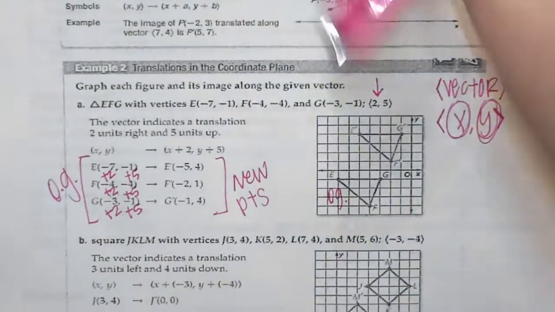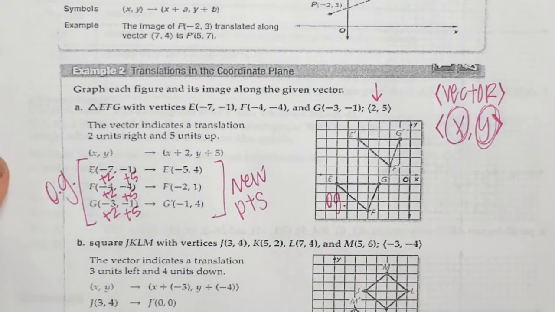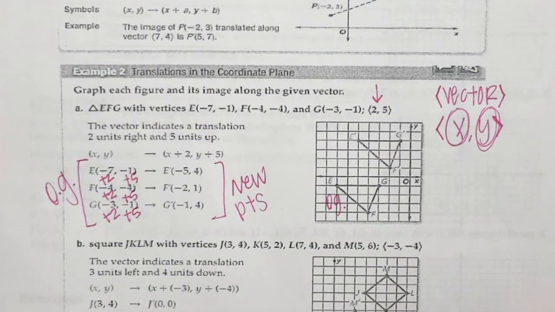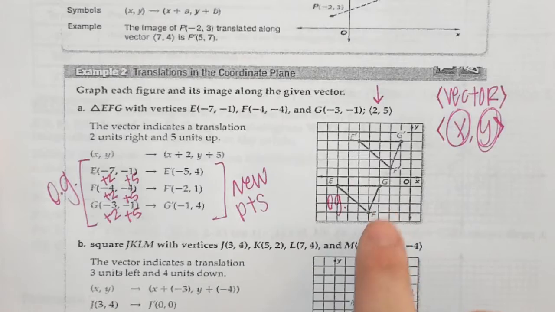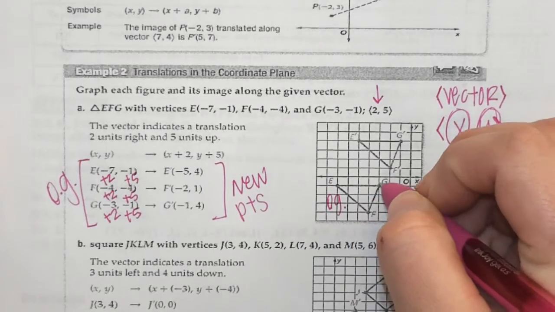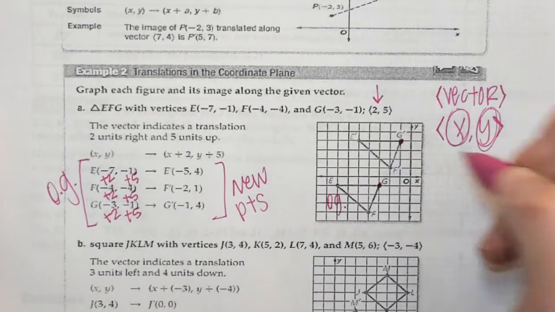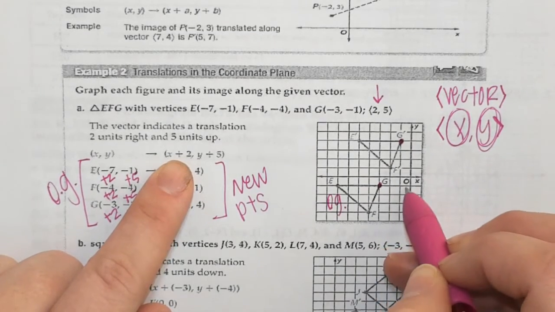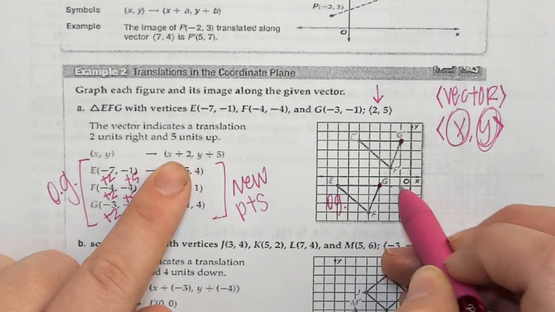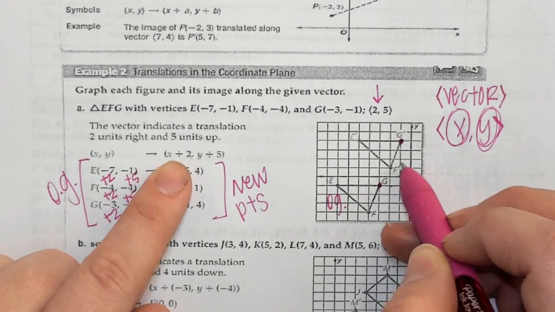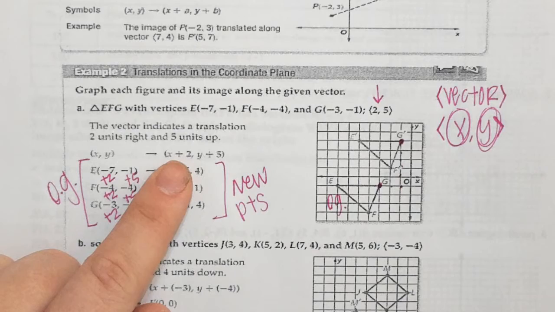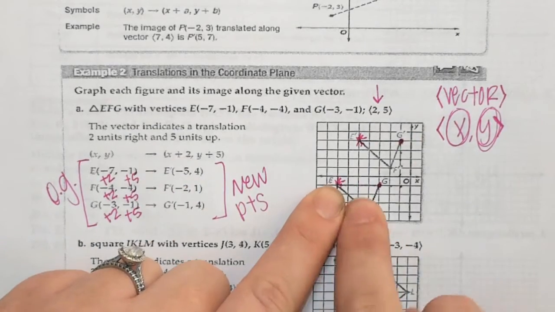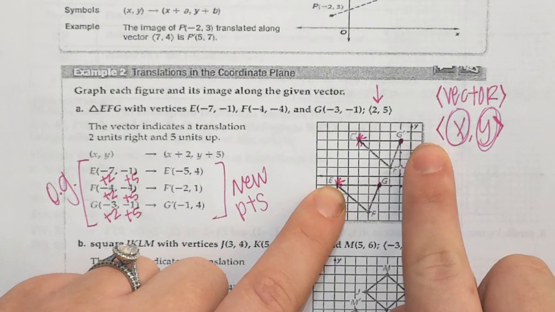And if you want to check yourself, here's how you check yourself. You're going to need this again in a minute. Use the same spot on both images. It doesn't matter which point you start with, but if you start with G here, then you have to count to the G prime. We were supposed to go to the right 2. Did we go over 2? Yes. Did we go up 5? Yes. It would work the same way if you counted from E to E, but don't try to count from E to G, because it'll be wrong. Does that make sense?